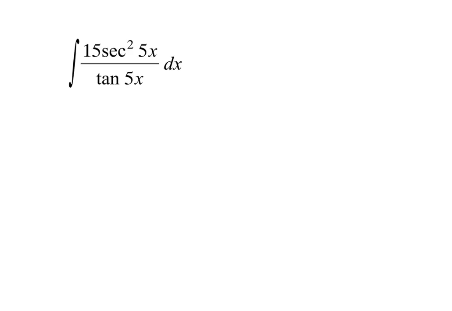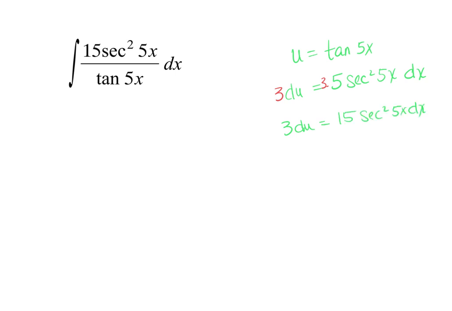Remember, when you have something in the denominator to the first power, you're immediately going to check, does the numerator take care of it? It almost does, all right? Because if I were to do u equals the tangent of 5x, then du would be the secant squared of 5x times the derivative of 5x, which is just 5, right? So I would get 5 secant squared 5x dx, and I actually need 15. So I'm just going to take that guy and multiply by 3. So if I multiply both sides by 3, then I will get that 3 du equals 15 secant squared of 5x dx, and I have exactly what I need.